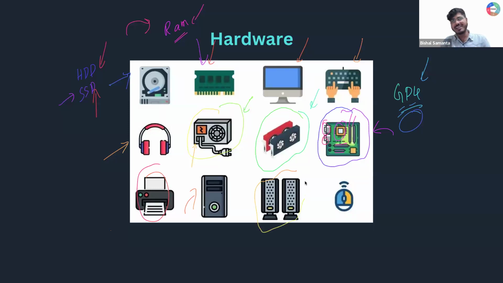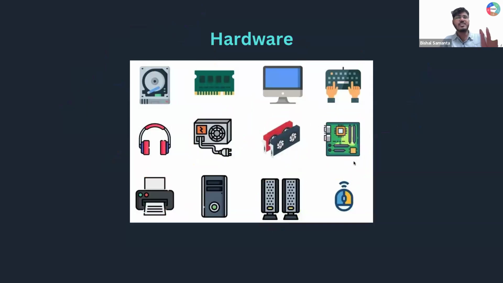What is this component? Speaker, an output device. Okay, what is this? Very important, mouse. Sorted? Okay, I know many of you know all of this. It was just a quick revision of these components. Did you like it?